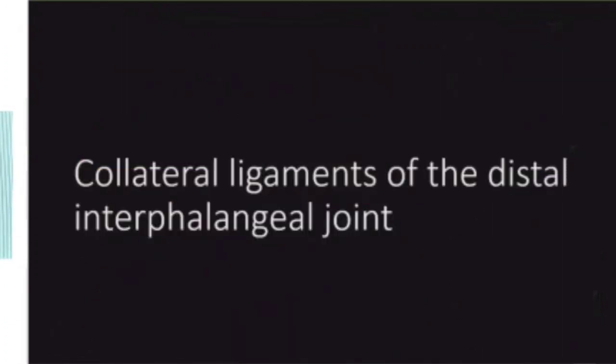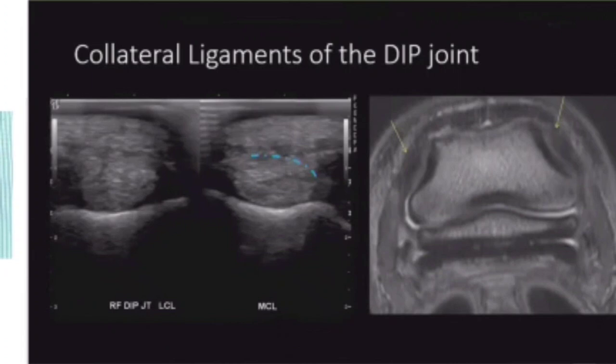Okay, so let's move on for the sake of time to the collateral ligaments of the distal interphalangeal joint. So just to start with orientation, when we scan the collateral ligaments of the distal interphalangeal joint, we basically can see the proximal 1/3 of the ligament, and the rest of it is within the hoof capsule. So looking at the MRI on the right-hand side of the screen, that's a transverse view through the level of the middle phalanx, and those yellow arrows are pointing out the collateral ligaments.